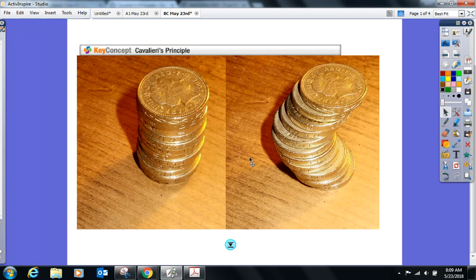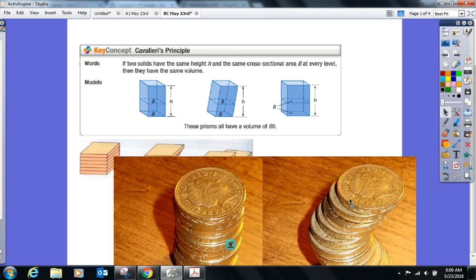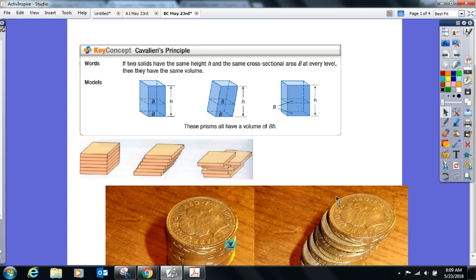I harp on that because I usually spend about a minute on it every year, and last year we got caught because it was on the Regents exam, and kids said, we never did Cavalieri's Principle. And I said, yeah, we did it for about a minute on May 23rd. So it does come up. Everyone all right on Cavalieri's Principle? No matter what the figure looks like, slanted, stacked straight up, hot mess, as long as they have the same height and same cross-sectional area, the volumes are equal.